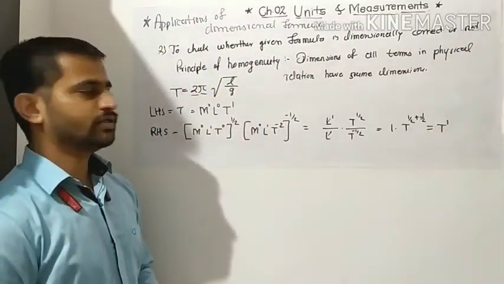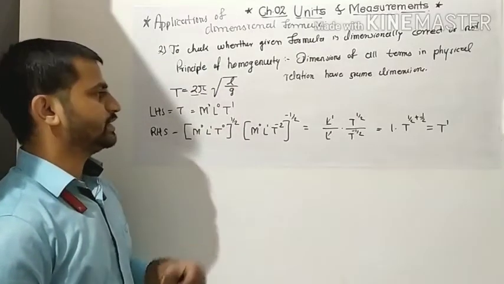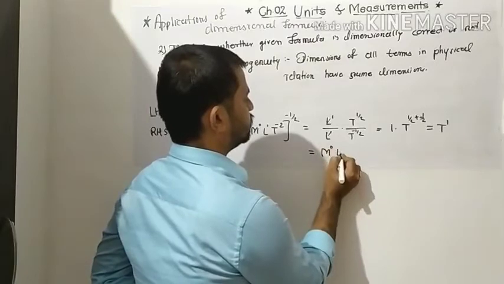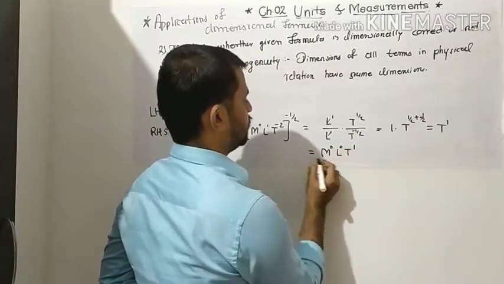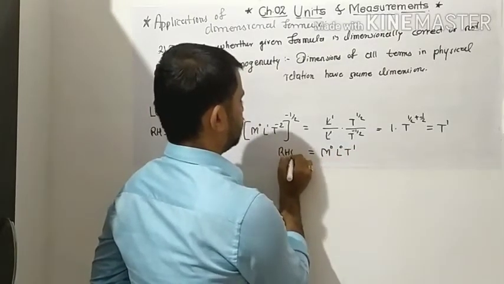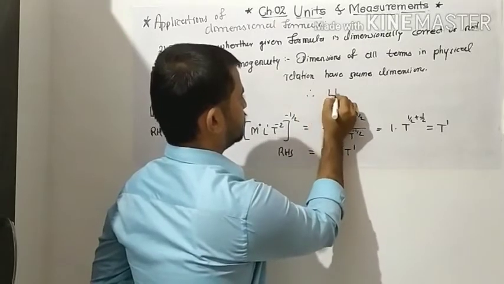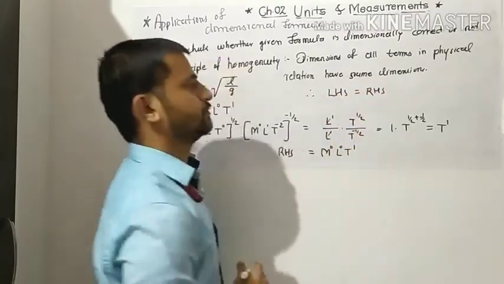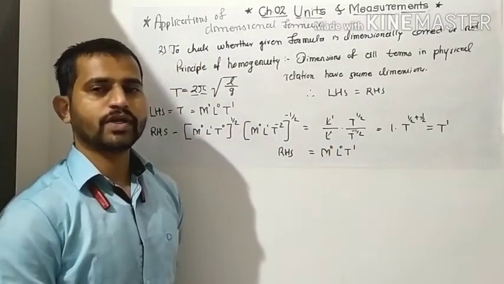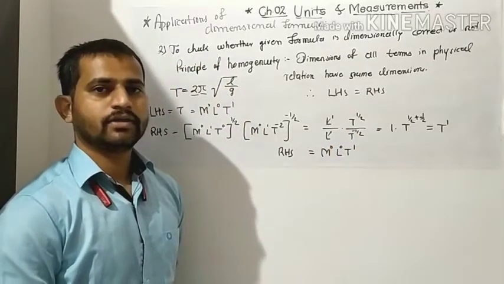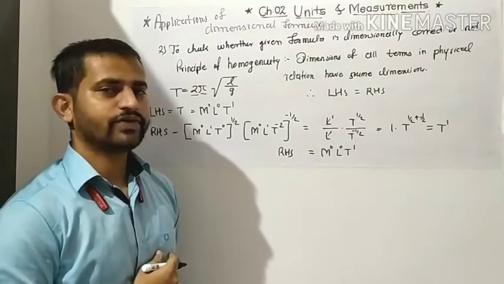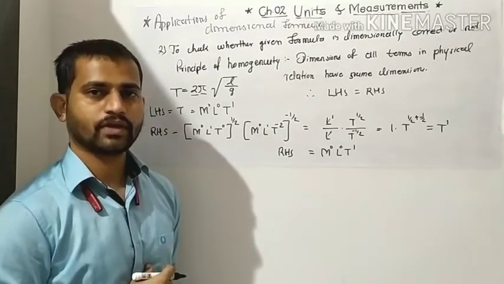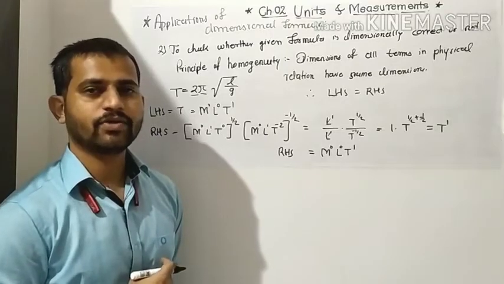Okay. So what is the formula for the RHS? It is m raised to 0 L raised to 0 t raised to 1. Alright, therefore LHS equal to RHS. From this formula also we can say that all the terms which are in a physical relation are having the same dimensional formula.